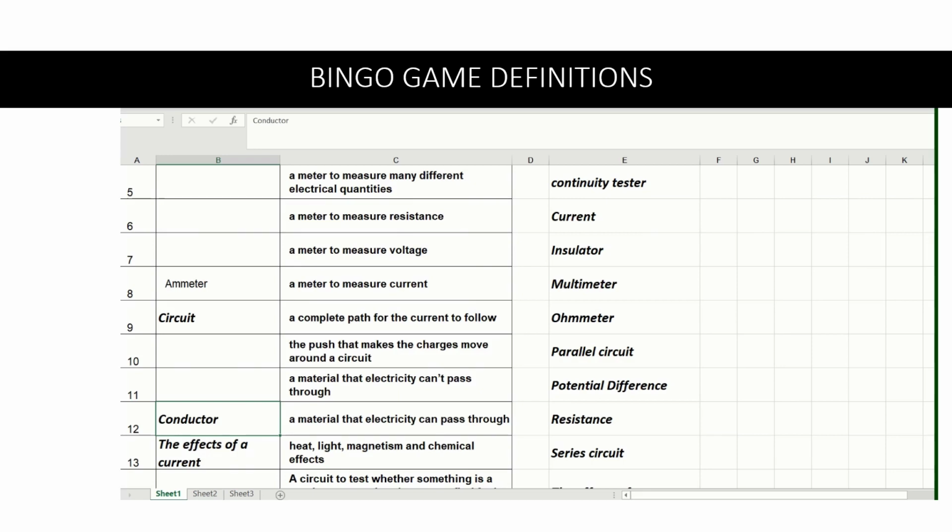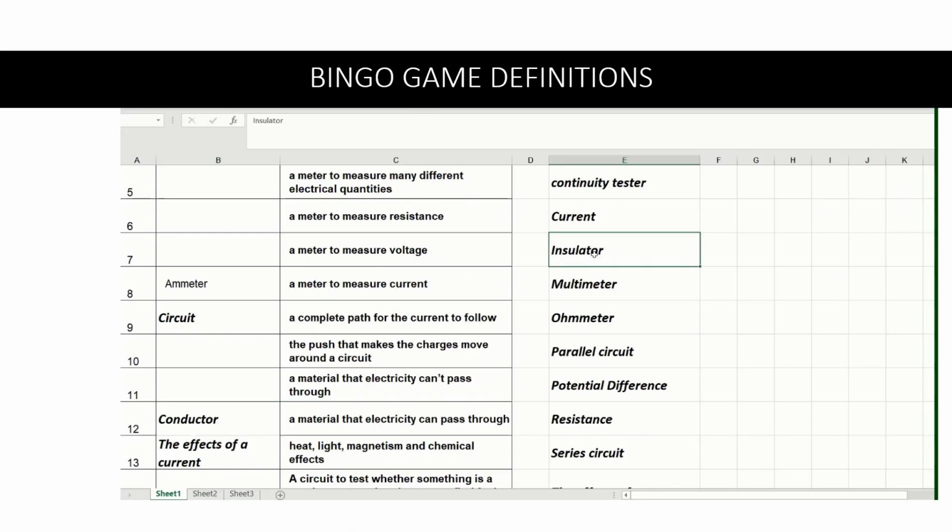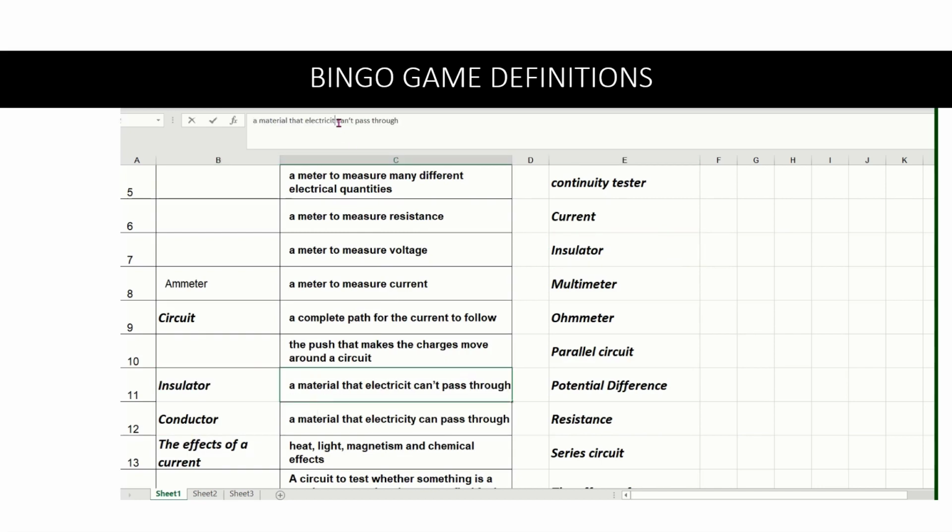Okay, let's keep going. Materials that charges cannot flow through, for example, rubber, are called insulators. Bingo! Insulators are materials that electrons can't pass through. Really should make that electrons, and you should do the same on your sheet.